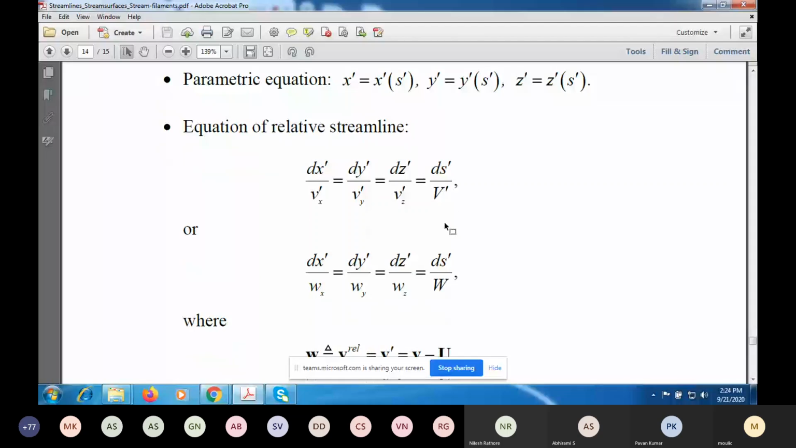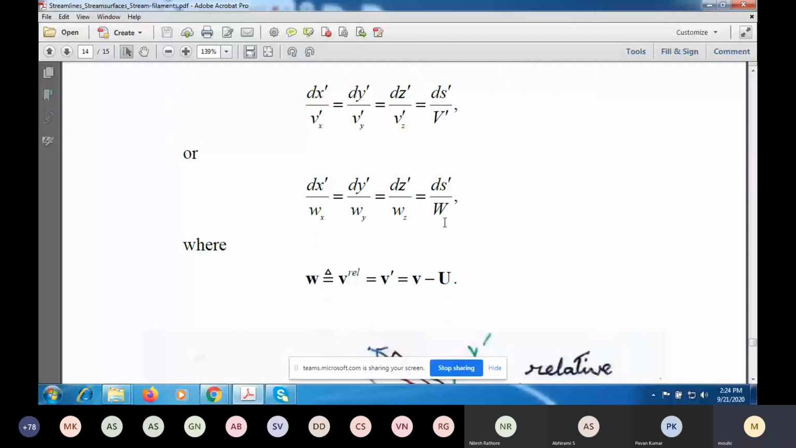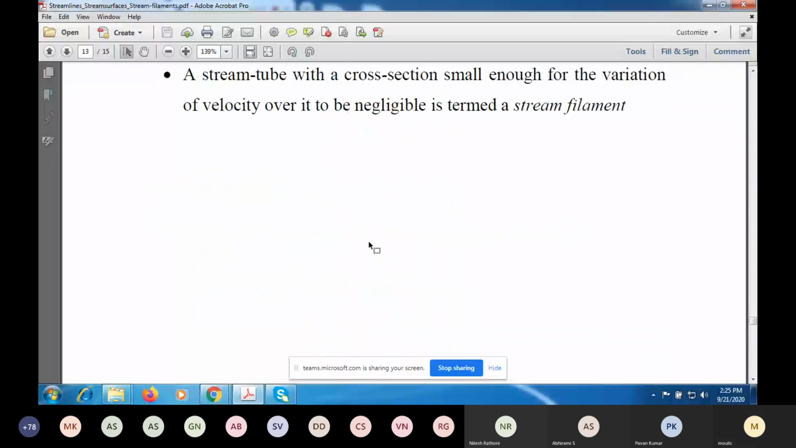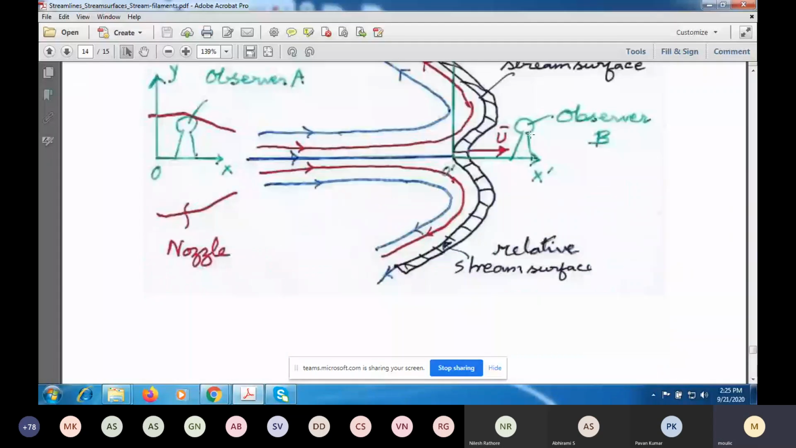Now, using primes all the time may be cumbersome, so we'll introduce the notation w for the relative velocity. We can interchangeably use w, v with the superscript rel, and v prime for the relative velocity. That is the velocity of the fluid as seen by observer B. That is the velocities as measured by observer B.